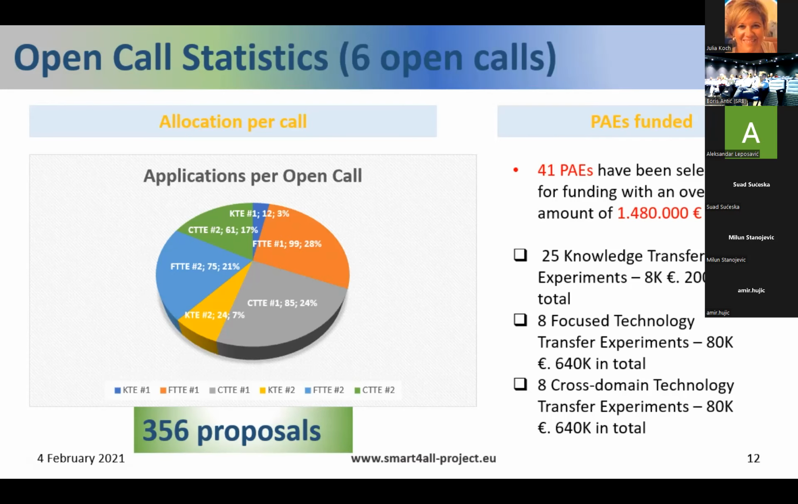We are funding consortia. In FTTs, the consortia are composed of 2 partners. Definitely, we need one SME leading, and in CTTs, we need 3 partners. Okay. All the details appear and are explained in the guide for applicants.